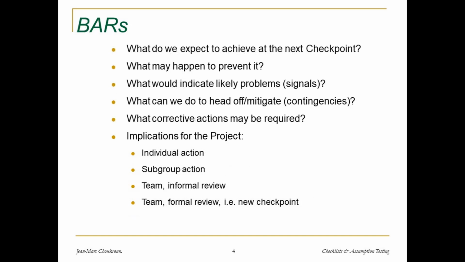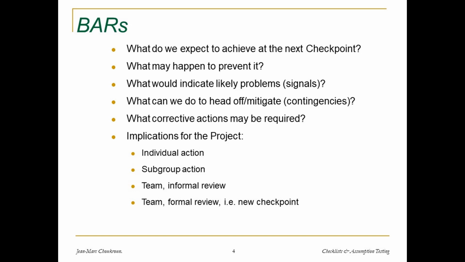The before action review is then doing the same thing but in a prospective fashion. So what do we expect to achieve in the next time period until the next checkpoint? What may happen that may prevent us from achieving what we intend to achieve? What would be the signals that there may be problems? And what can we do to head them off, to mitigate them? In other words, what contingency can we be ready for? And what corrective actions may be required if those events happen?